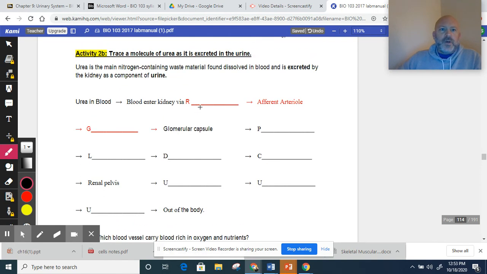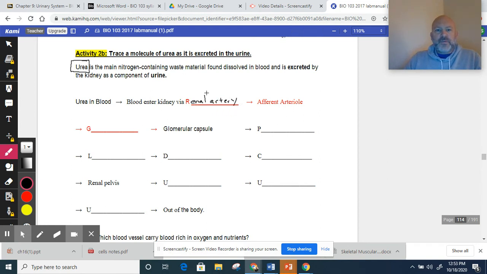prescription. All right, so let's pretend that we are a molecule of urea. Urea is a nitrogen waste product. And we need to be removed from the body. And right now we're floating around in the blood. So there's urea, that's us, we're in the blood. The blood enters the kidney, and it enters through the renal artery.